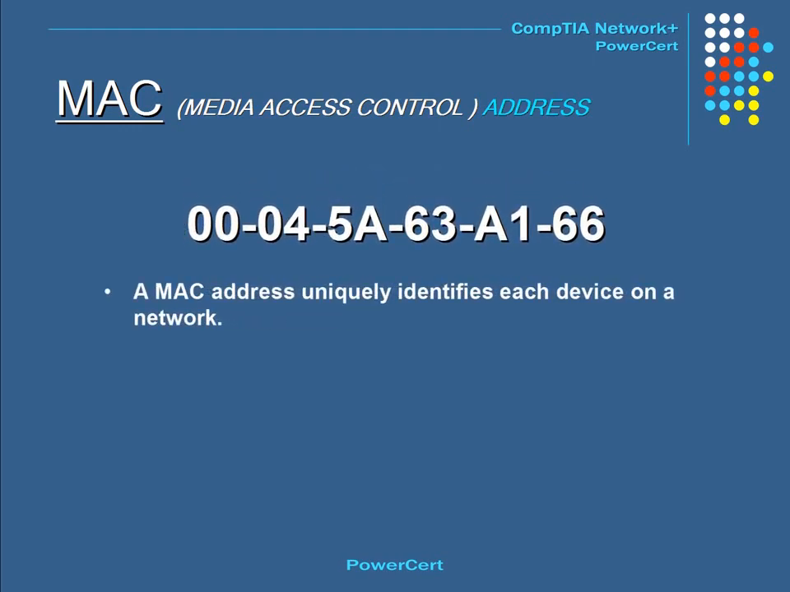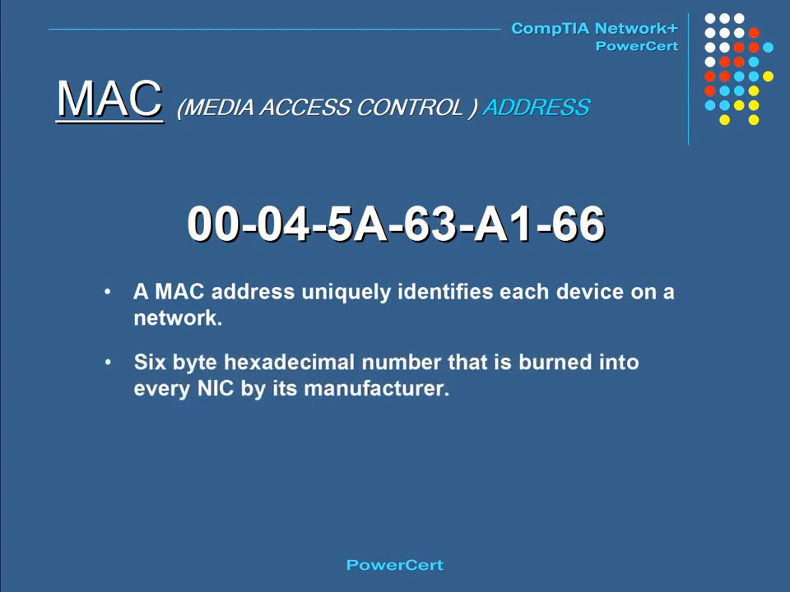The MAC, or Media Access Control Address, is an identifier that every network device uses to uniquely identify itself on a network. So no two devices anywhere in the world have the same MAC address. It's made up of a 6-byte hexadecimal number that is burned into every NIC by its manufacturer. The MAC address can contain any number, and it also contains letters from A through F.